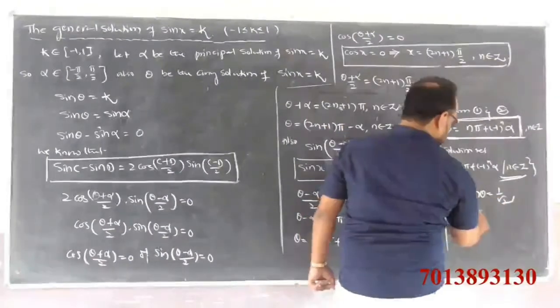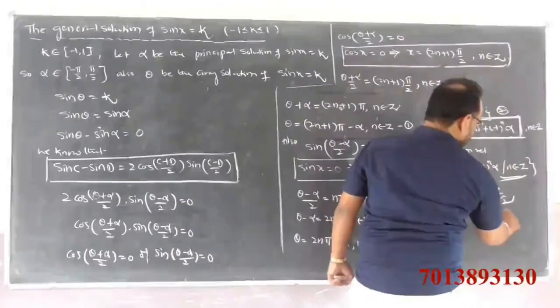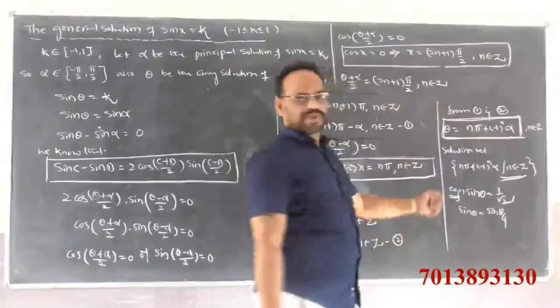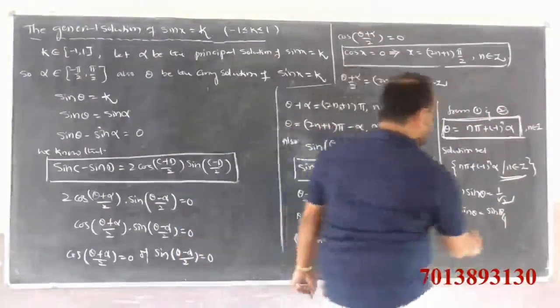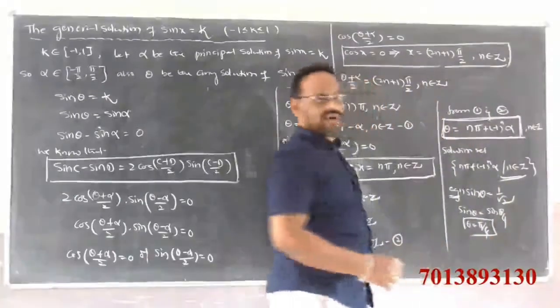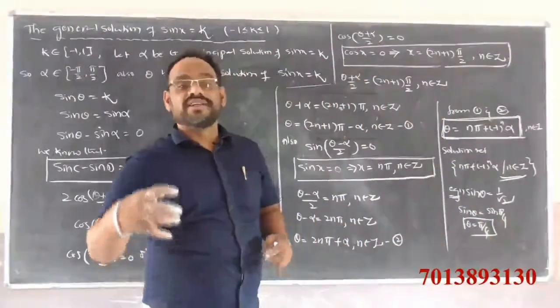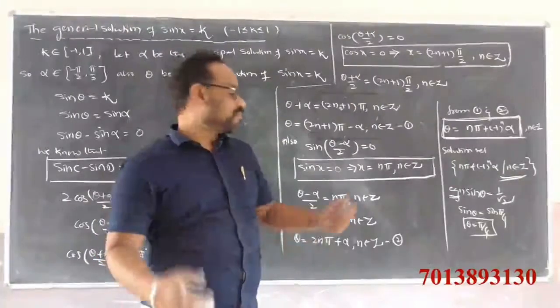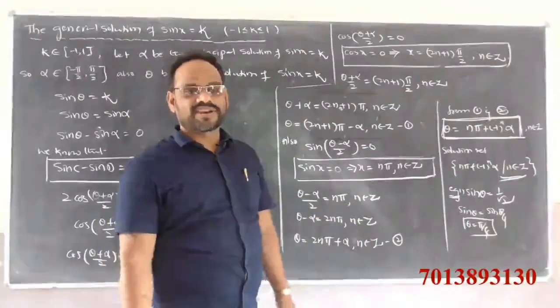Sin theta is equal to how much? Sin pi by 4. So the principal solution is clearly theta equals how much? Theta equals pi by 4. This is clearly the alpha value. Theta equals alpha. What does alpha mean? It is the principal solution of the given trigonometric equation.